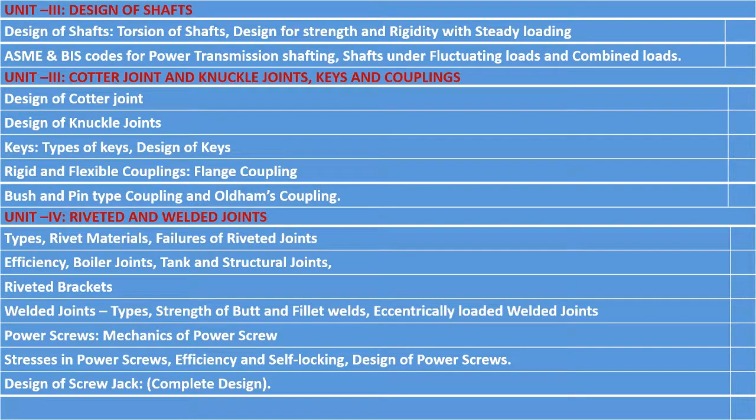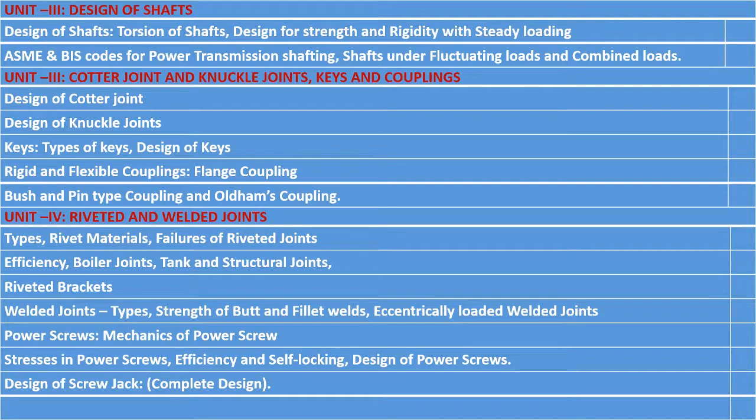Now, design of cotter joint, design of knuckle joints, next design of keys, what are the types of keys, and next you have two couplings here. One is a flange coupling, another one is a design of Oldham's coupling. Okay? So rigid and flexible couplings. In that you have flange coupling, bush and pin type coupling, and Oldham's coupling.